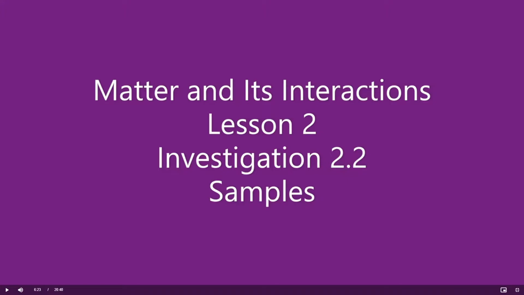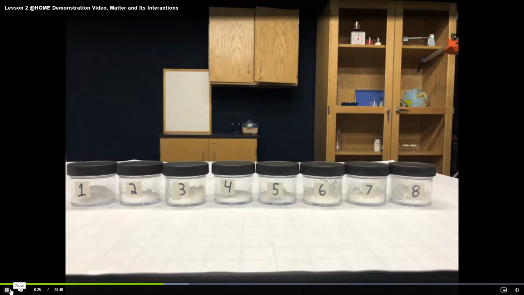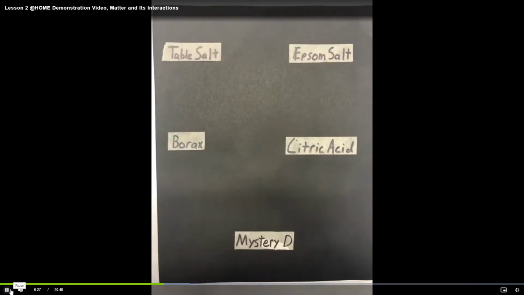A crystal is a solid that contains atoms arranged in an organized way. Crystals are also called crystalline solids. So the first part of this experiment, ignore this picture. I don't know what this is for.